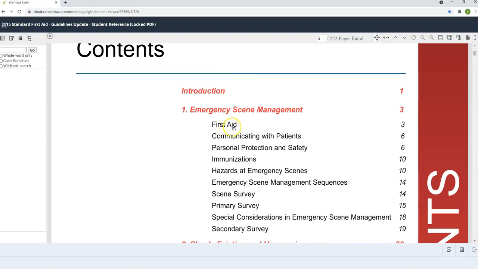We're going to see what first aid is. We're going to talk about communicating with the patients, personal protection and safety, and immunizations, the importance of immunization. We're also going to talk about hazards at emergency scenes, and then emergency scene management sequences. We're going to look at scene survey, primary survey, and some special considerations in emergency scene management. We are also going to look at secondary survey, which is on page 19.